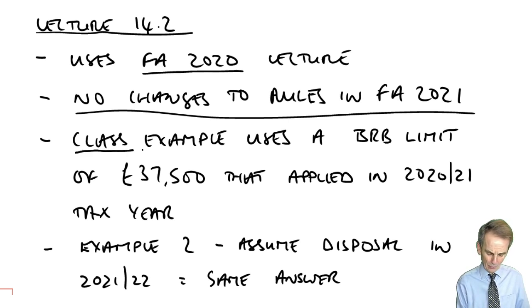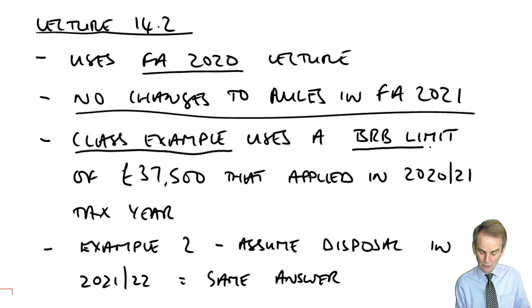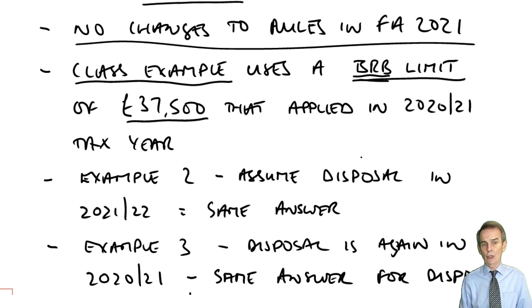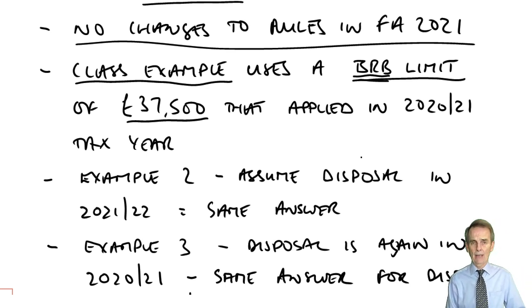So there's a class example that I use in Lecture 14.2 that uses, as we're used to from the previous lectures that you've already dealt with, a basic rate band limit of 37,500. Now, we know that that was true for the 2020 tax year, but of course now, using your current FA 2021 study notes, that's gone up to 37,700. So the only difference in terms of the class example used is that it's 37,500 used in the lecture. It would now be 37,700.